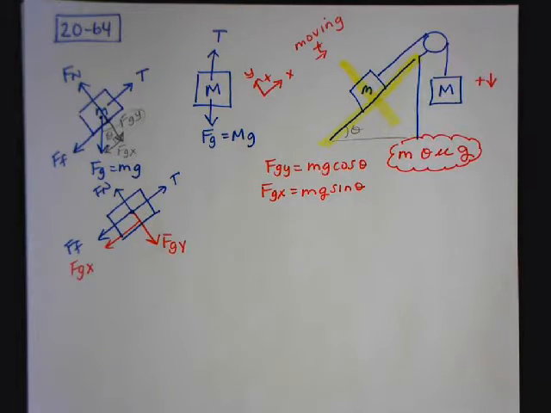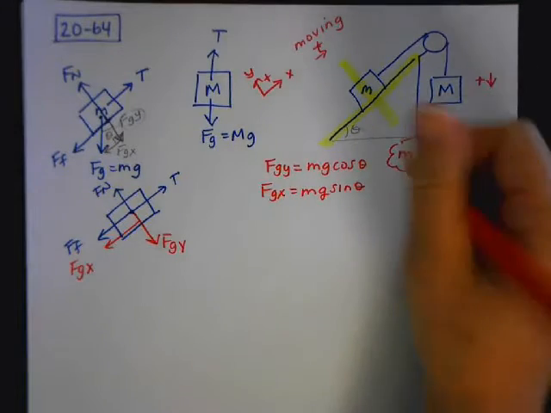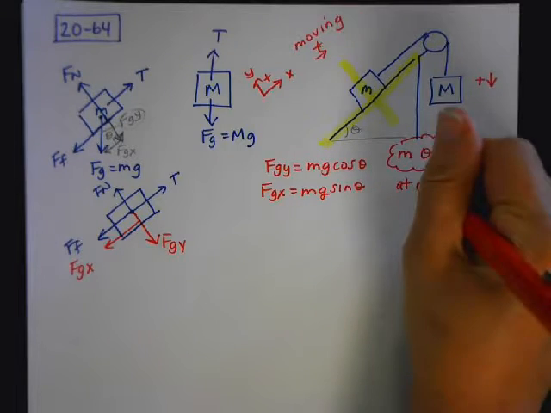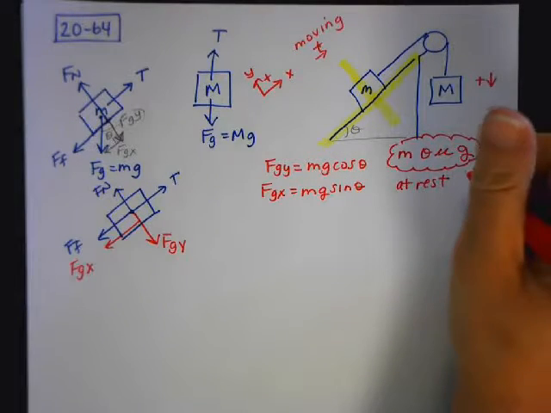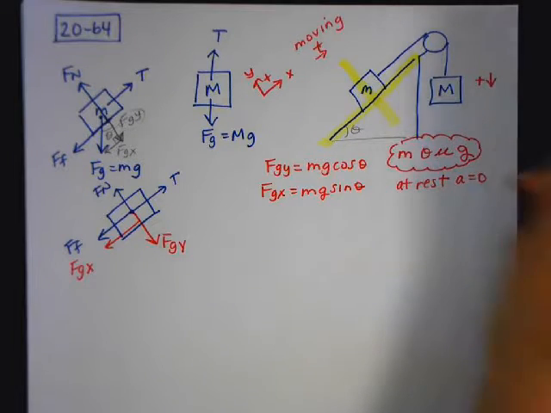Now, part A says find the maximum mass that will allow the system to remain at rest. So that's also important because at rest means that when I sum forces, this is a static problem, and this means that the acceleration is 0.